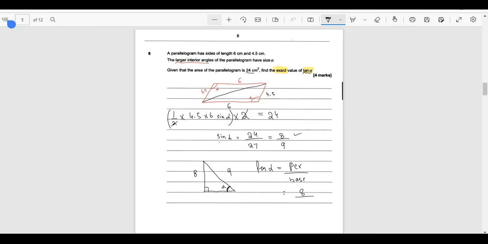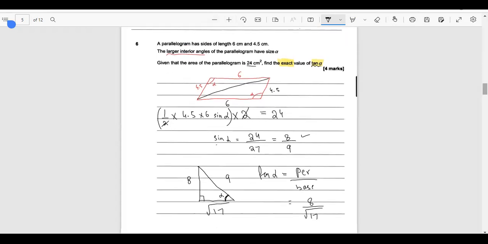Is it root 17? Very good. Yes, that is correct. So base has turned out to be under root 17. So it would be this. This is the value of tan alpha.